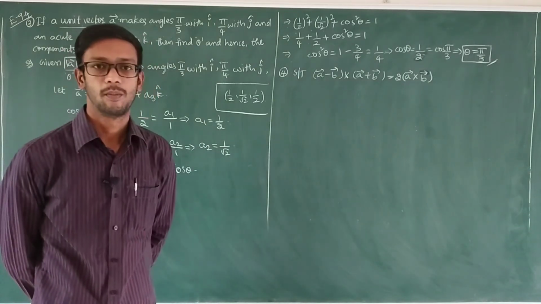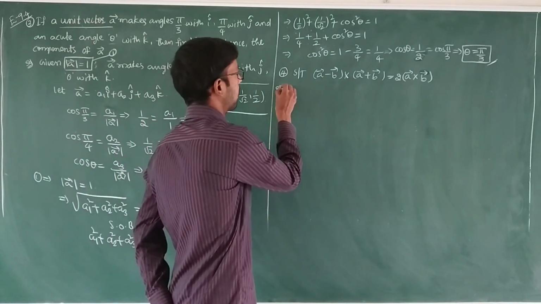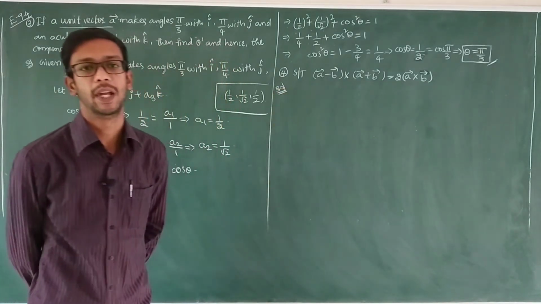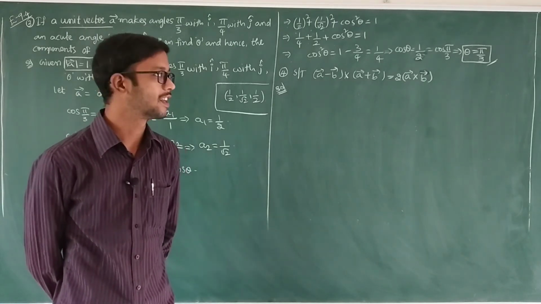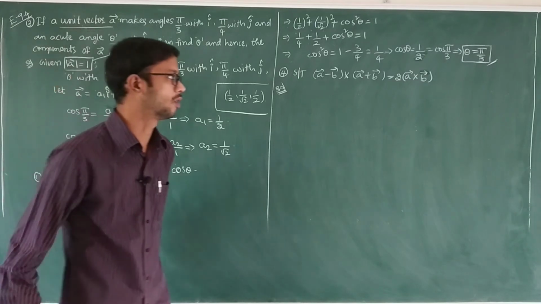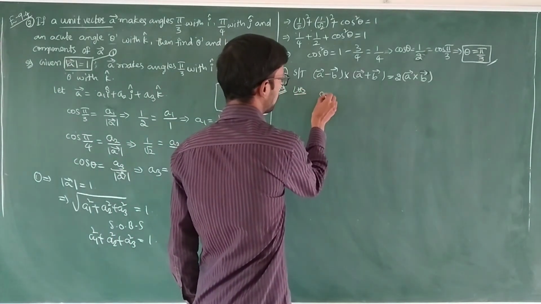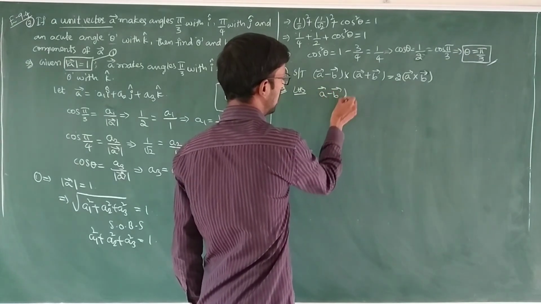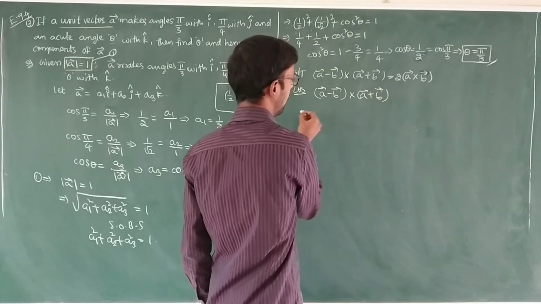So next, problem number 4. Show that A bar minus B bar cross product with A bar plus B bar, the resultant answer is 2 into A bar cross B bar. We have to show this. First I take the LHS part: A bar minus B bar cross of A bar plus B bar.